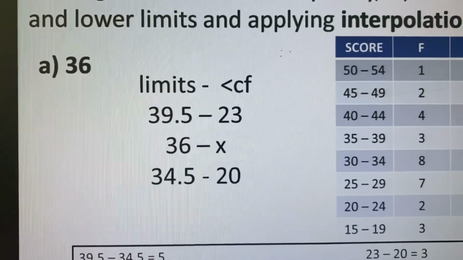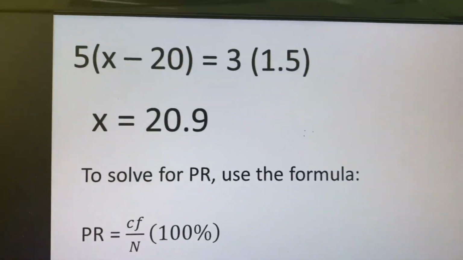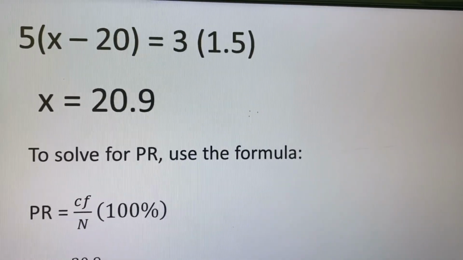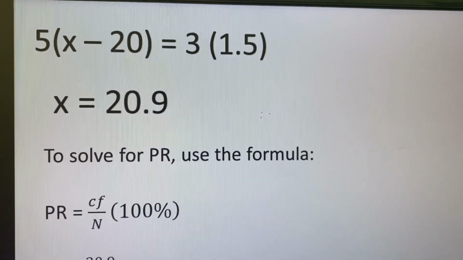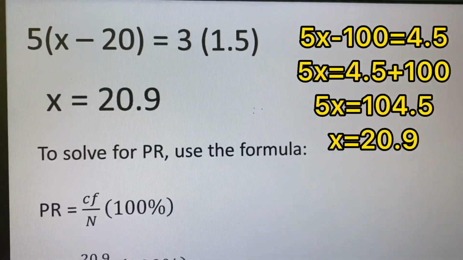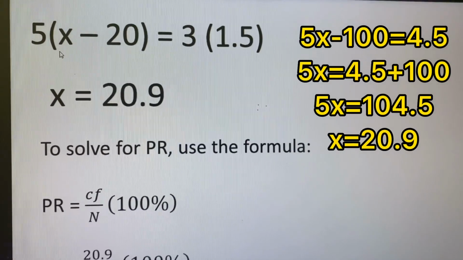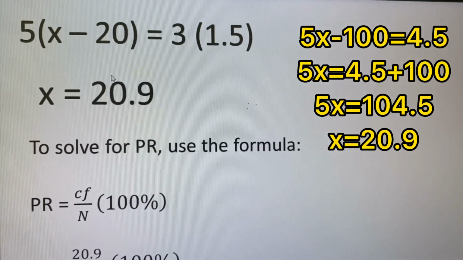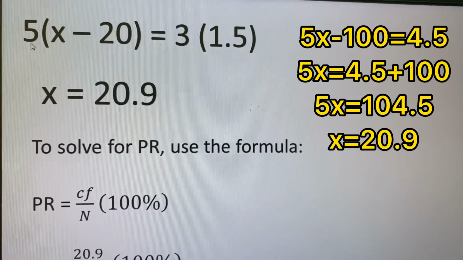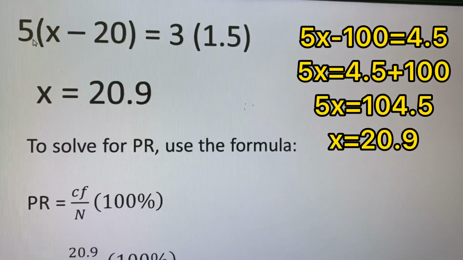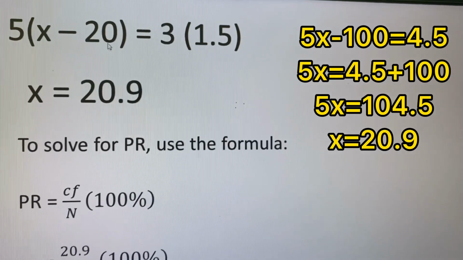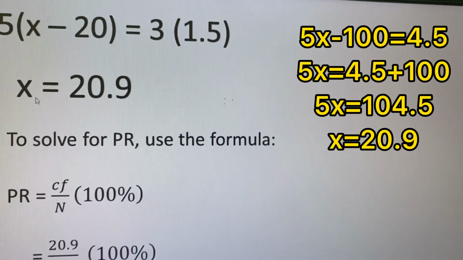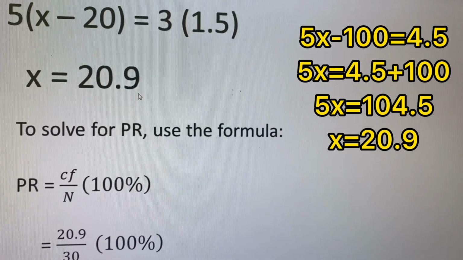Okay, solving for the value of x, we have this solution. 5 times x minus 20 equals 3 times 1.5. You can apply the distributive property of multiplication. You distribute 5 times x, then 5 times negative 20, and multiply also 3 times 1.5. Then 5 times x equals 5x, then 5 times negative 20, the product of this will be transposed to the other side. Then divide both sides by 5, so you will get x equals 20.9.